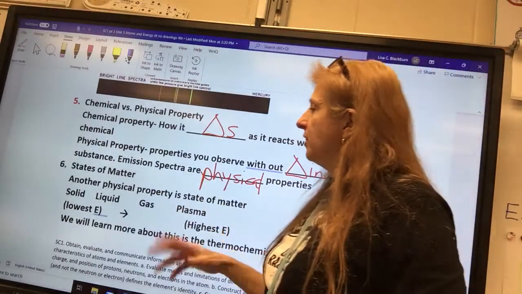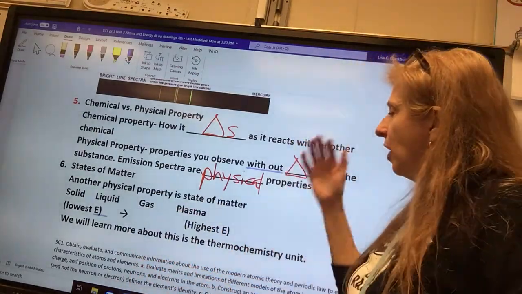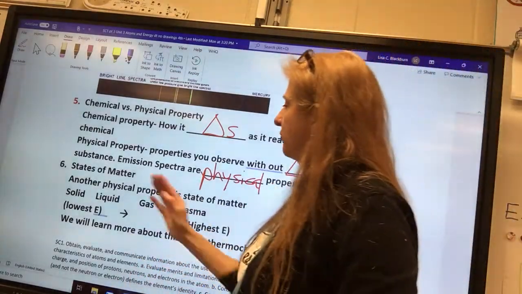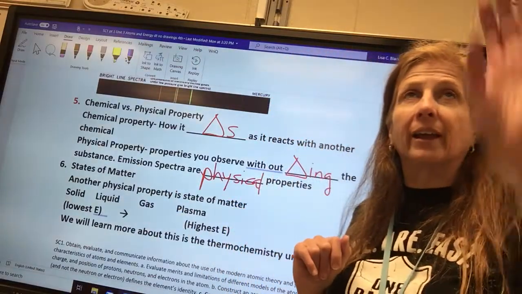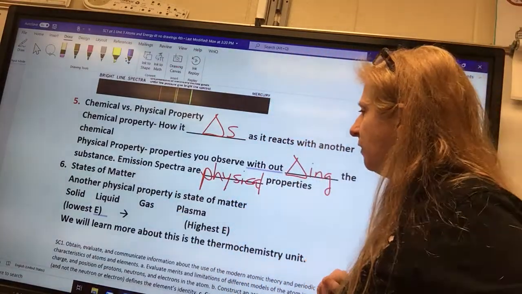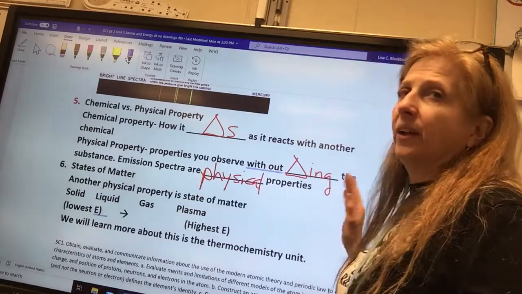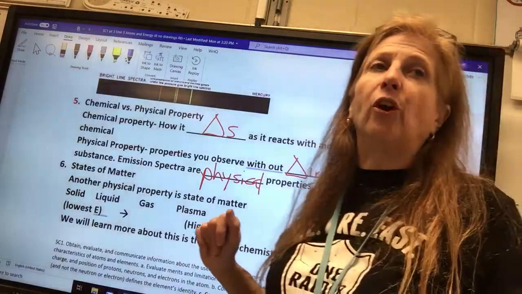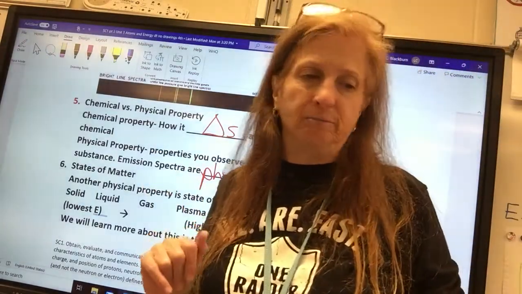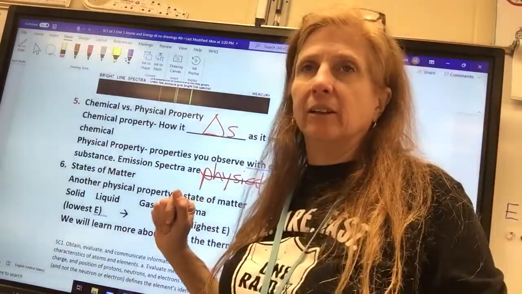The other thing you need to know is the states of matter. Another physical property is states of matter, solid, liquid, gas, plasma, like in the fluorescent lights and in lightning. Well, more about this, we'll address when we get to thermochemistry, unit 8. Okay, any questions about that?